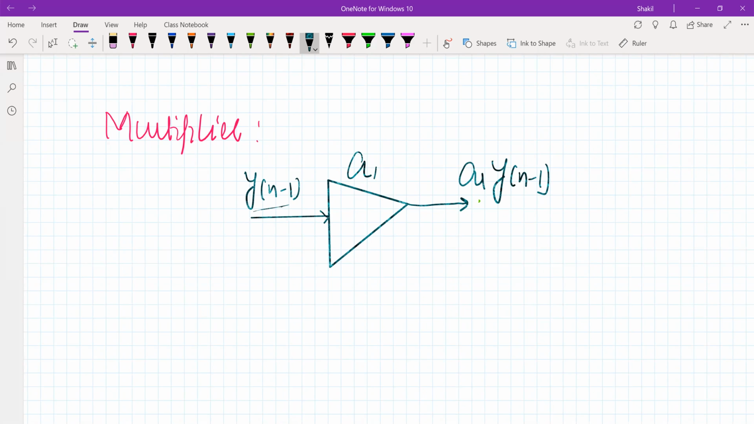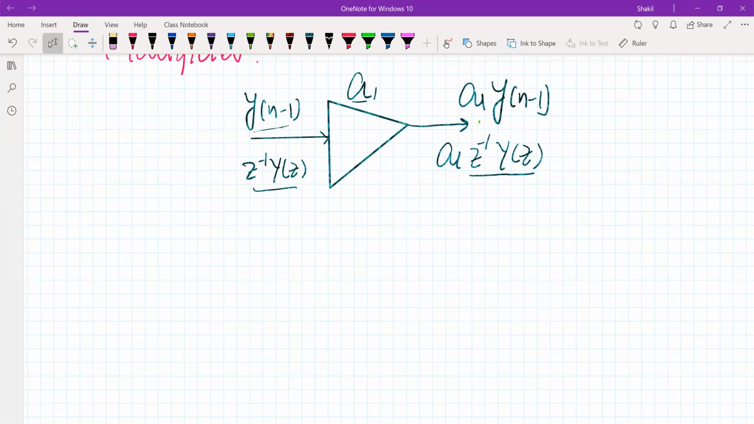Alright, so this does not delay the signal, it only multiplies the amplitude of the signal by this coefficient, this constant. And the same operation in frequency domain, you can write it as z inverse Y of z. Then when you multiply it with a1, it will be a1 z inverse Y of z. So this does not do anything to the input, it only scales the amplitude. Alright, so one more example of this.